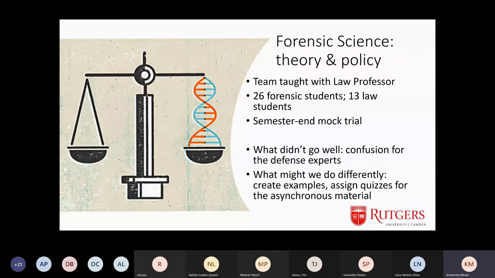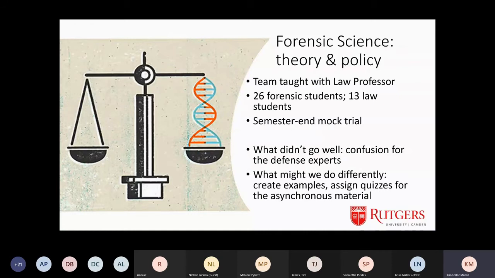Some of the things that didn't go well: usually in the mock trial, we only deal with prosecution experts, but because of the structure with the law students, we had both prosecution and defense reports being written, and there was a lot of confusion as to how to write those defense reports. So certainly going forward, I would be creating a lot more examples to help guide the students with writing their reports.